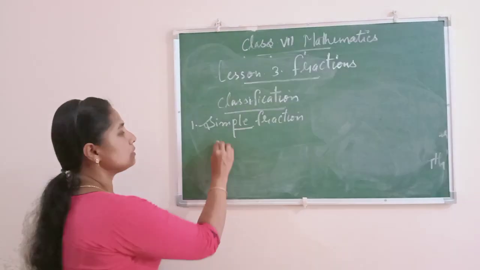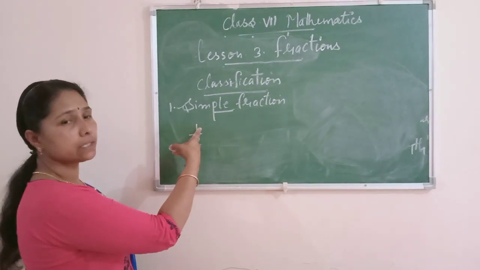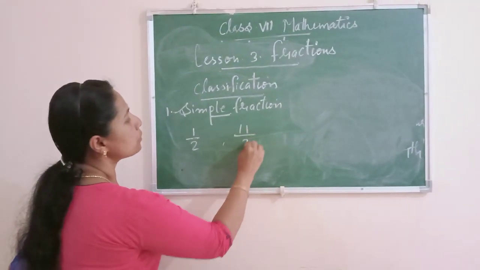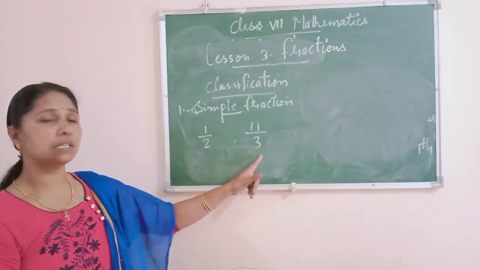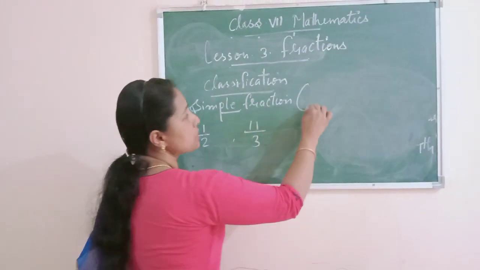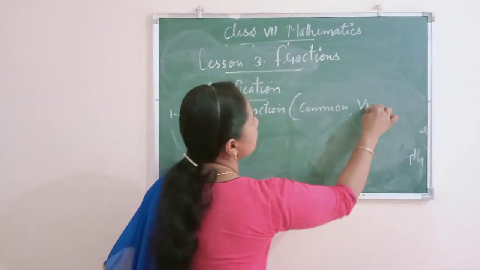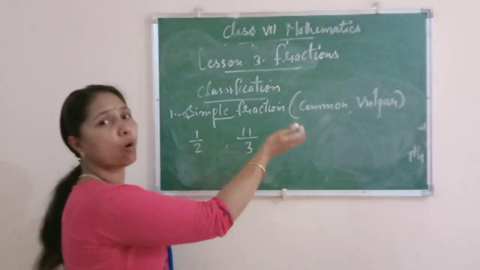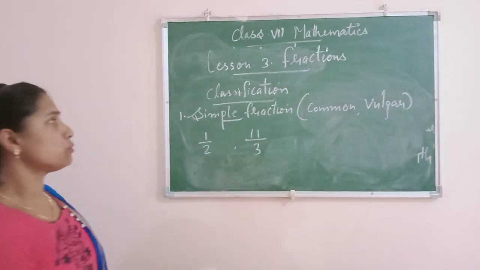For example, 1 upon 2. In this example, 1 is an integer and 2 is also an integer. Another example, 11 upon 3. This is also a simple fraction. 11 is an integer, 3 is also an integer. Simple fraction can also be called common fraction or vulgar fraction. These three names are the same, the meaning is the same.